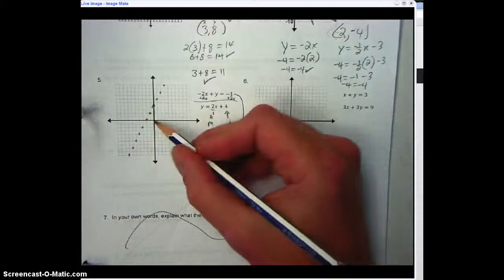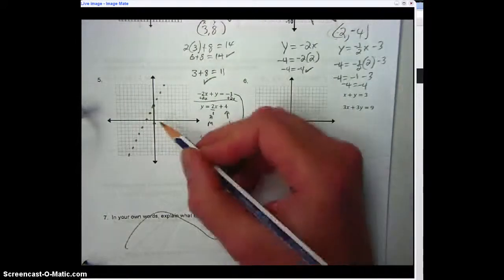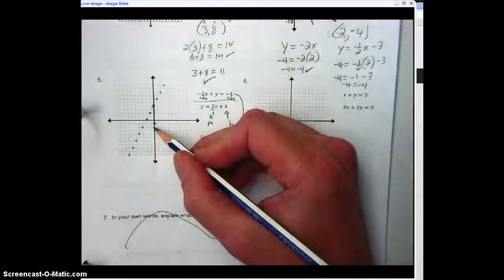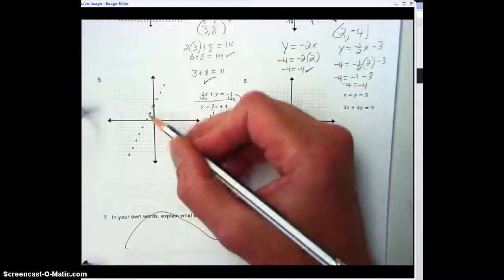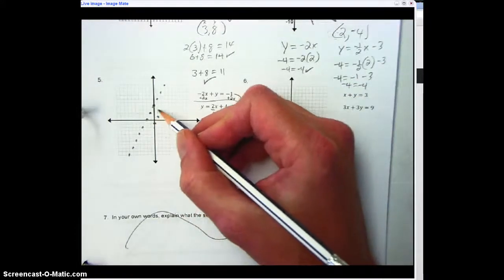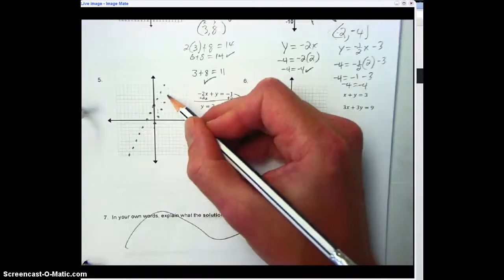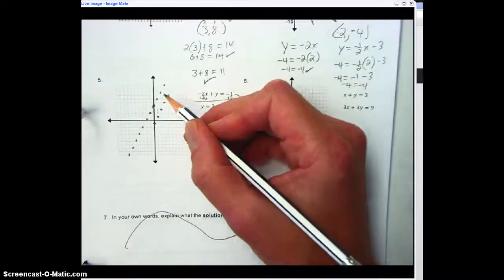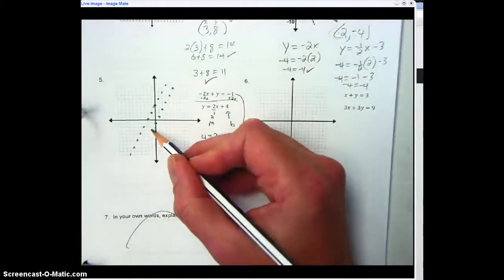So you're going to begin this graph at -1. Then you're going to do actually the same thing. You're going to go down 2 and right, up 2 and right 1, up 2 and right 1, up 2 and right 1. And you might be noticing something about this, that these two lines are never going to intersect.